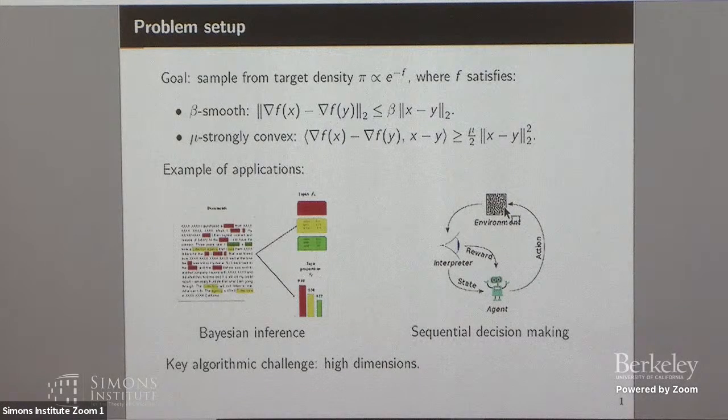And this talk is also about getting better and better dimension dependency for sampling algorithms. And in particular, for a reasonable class of problems, we get the best known dimension dependency without too many additional assumptions.